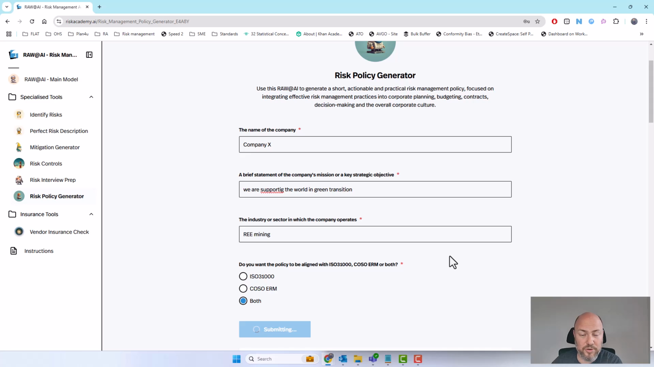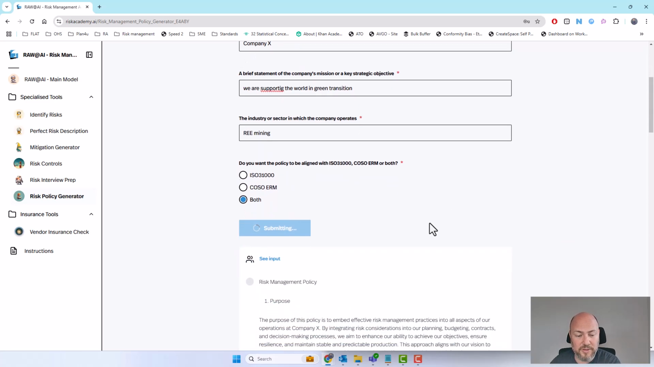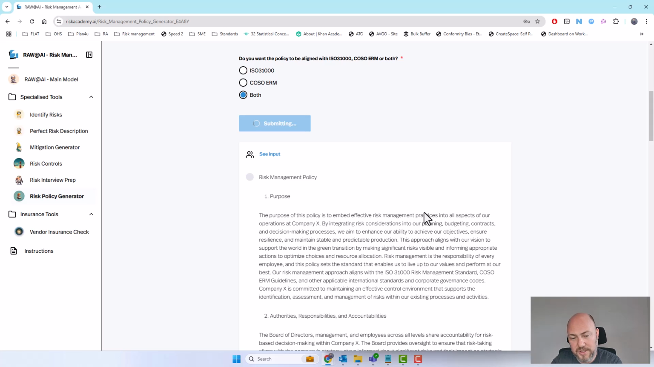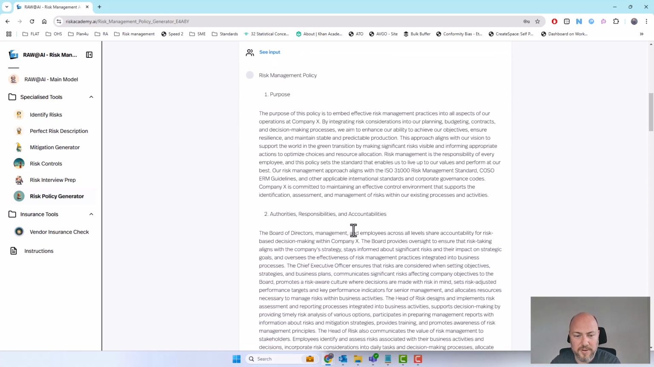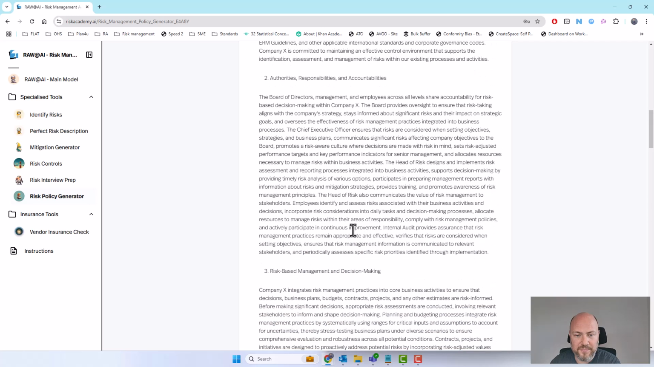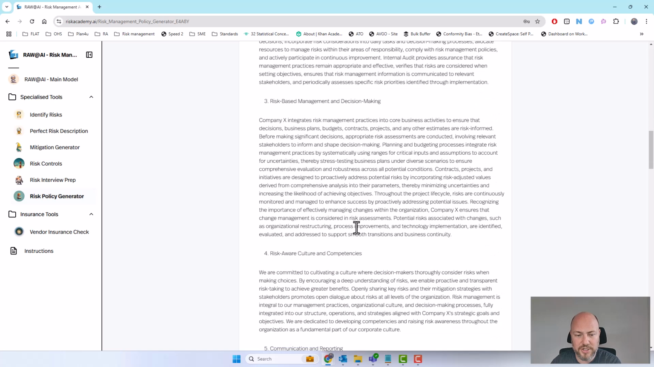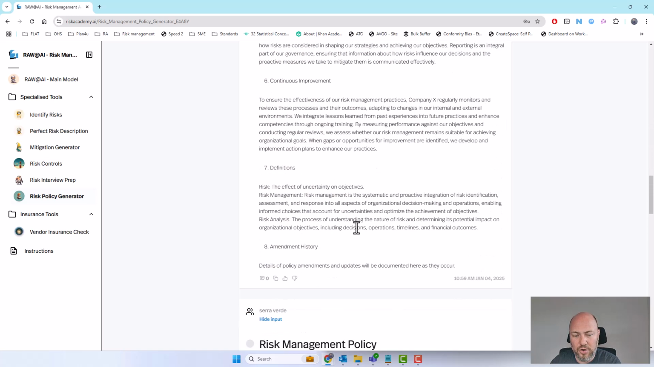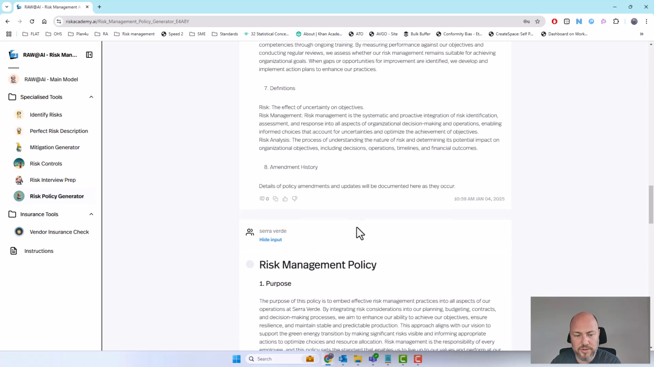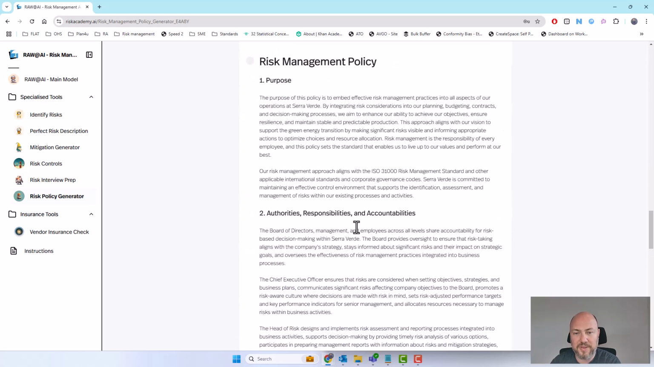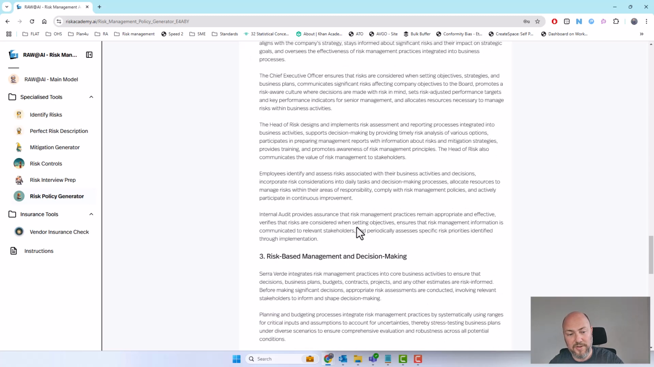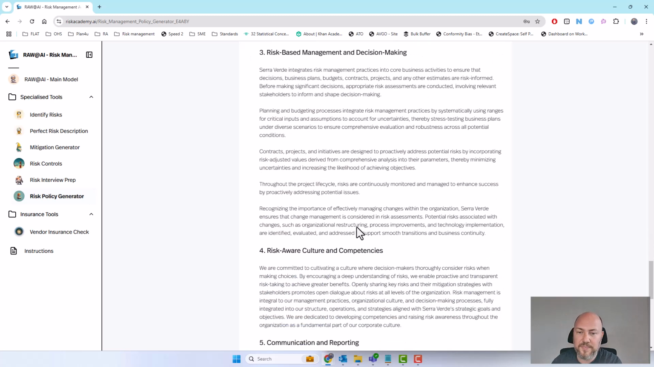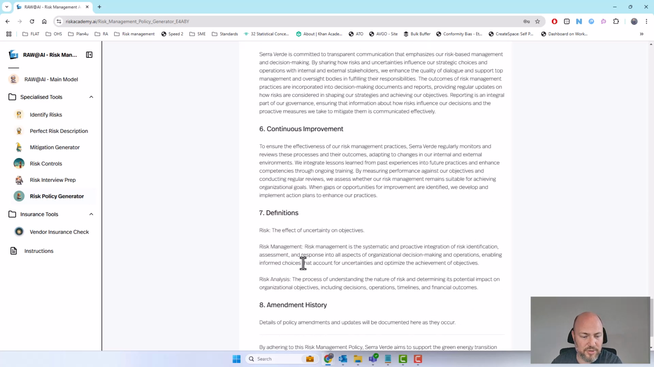And then what the AI model will do is it will generate a policy that is aligned with your overall vision, mission, and both the risk management standards and guidelines. And it goes through the important kind of sections of what the risk management policy should look like. Sometimes it even gives you a proper, very nice formatting. That's an easy thing to extract.